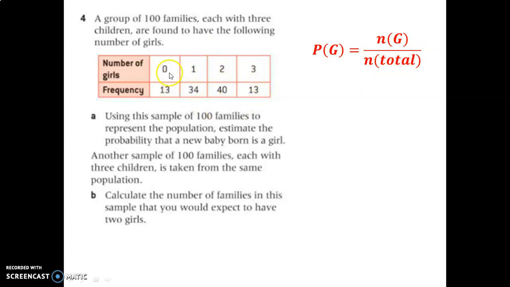From this table, this represents 100 families and it says how many girls they have, right? So 13 families have 0 girls, 34 families have 1 girl, 40 families have 2, and so on. Okay, so how many girls is there?